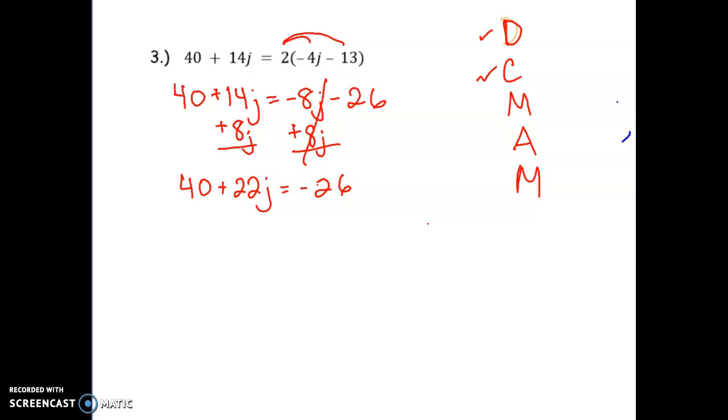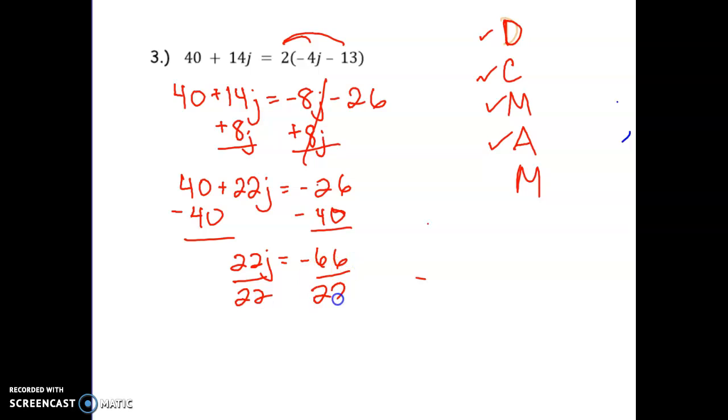It will cancel out. Now I'm going to add or subtract my constant. I'm going to subtract 40. So I end up with 22j is equal to -66. And then my final step is to divide both sides by 22. My j is going to be equal to -3.